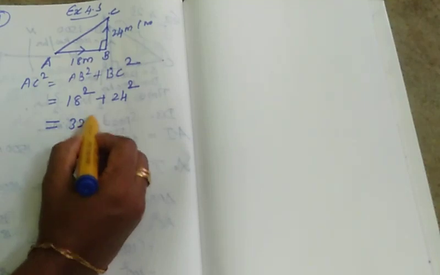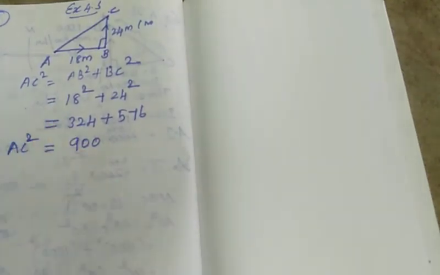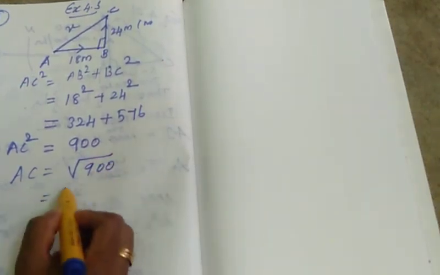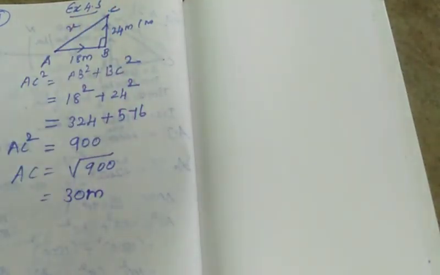18 square is 324, plus 24 square is 576. If we add, it is 900. So AC square is 900, you can take it as X also. So AC is equal to the square root of 900, which is equal to 30. And the unit is meter. So the distance between his starting point and his current position is 30 meter. A man is moving to east, then from there he is moving to north, and we are finding the distance using Pythagoras theorem.